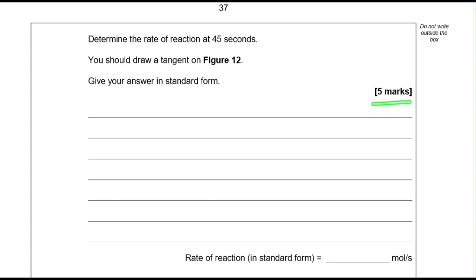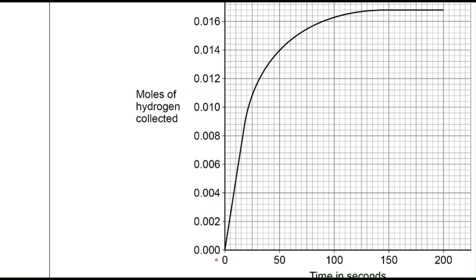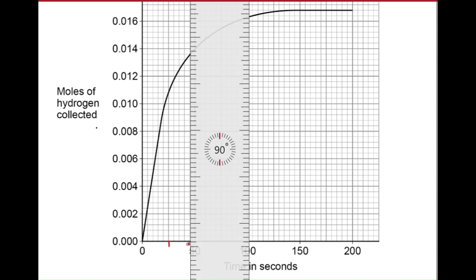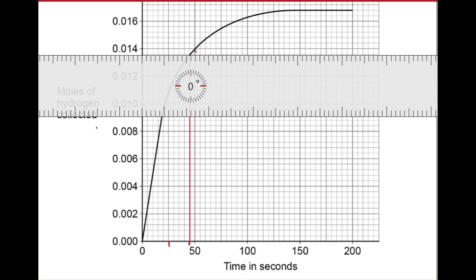Let's look at the graph. What we need to do is find out where 45 seconds is. So halfway between 0 and 50 is 25. Each one of those little marks is 5, so 45 is there. And we just draw a construction line up to the curve, so that's where we're going to draw our tangent, at that point there, just there.